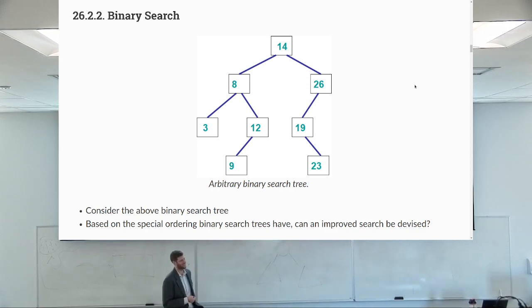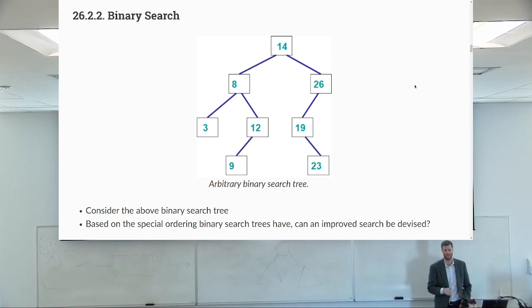What is the maximum distance? How many things do I have to look at in this example? Four. 1, 2, 3, 4. What's the height of this tree? Four. Actually, I guess it's 3 because we go by the level. It's 0, 1, 2, 3. Path length of 3. Fine.